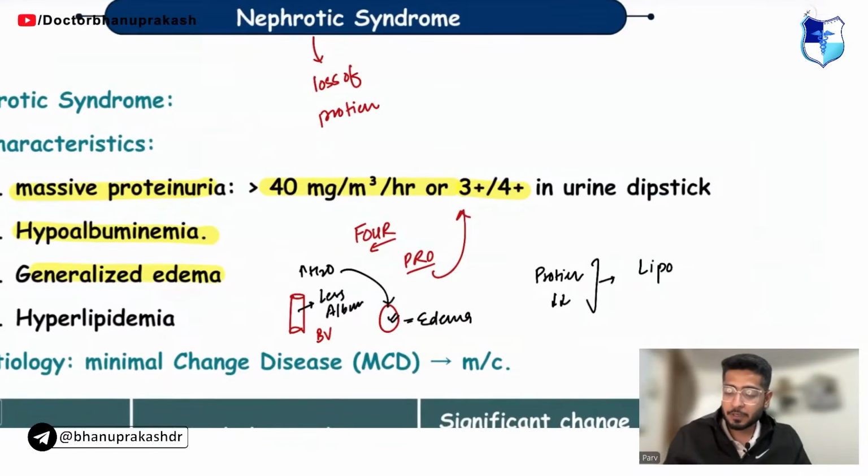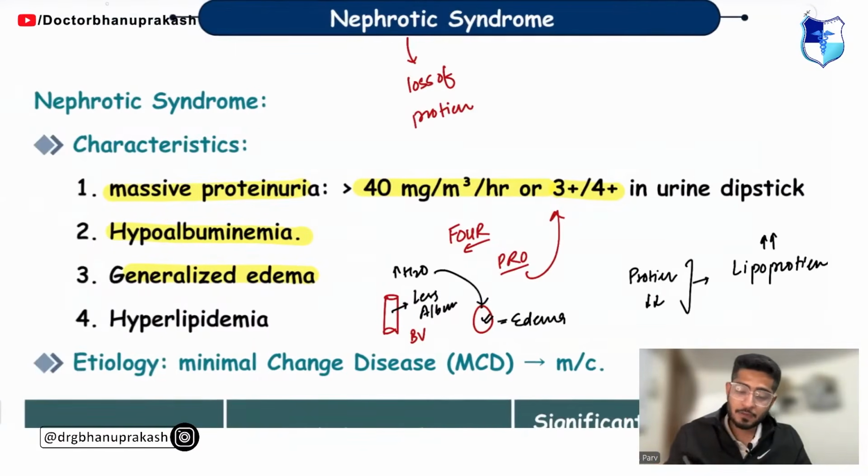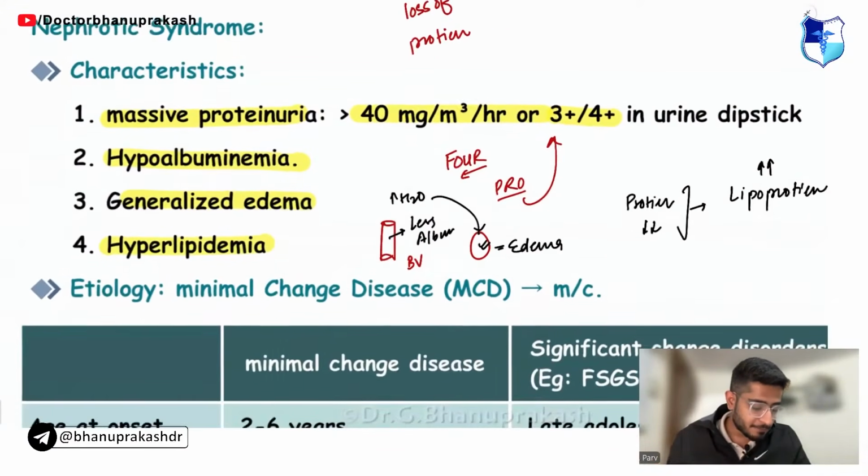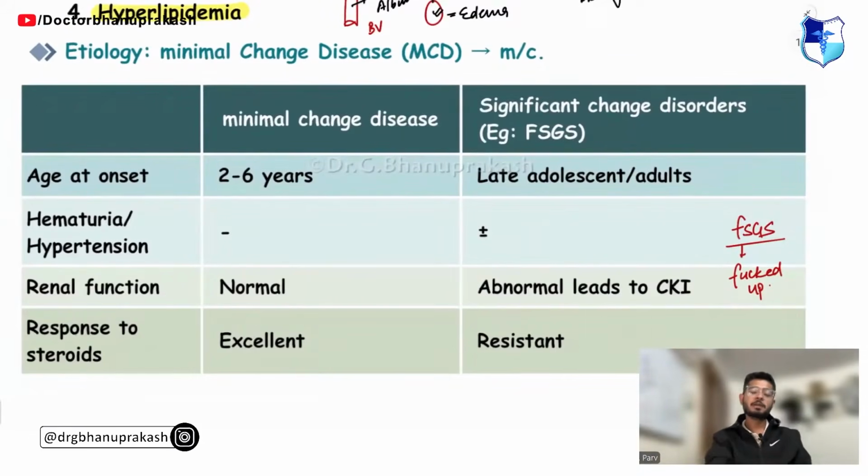So the body is going to increase the production of lipoprotein, and that's why there is going to be hyperlipidemia. Hyperlipidemia. Coming on to the minimal change disease.